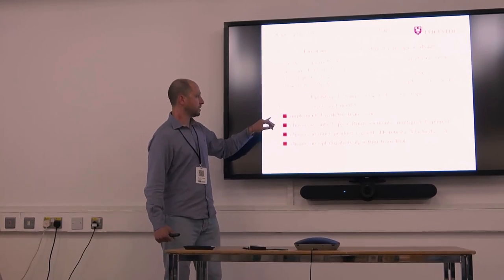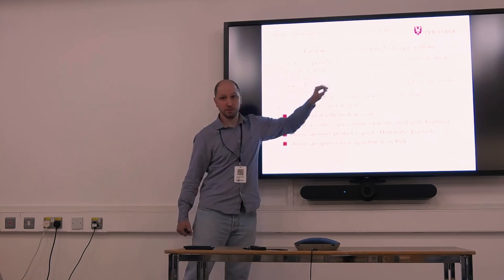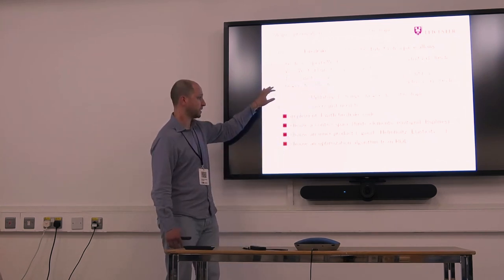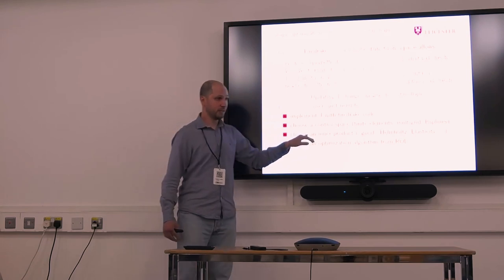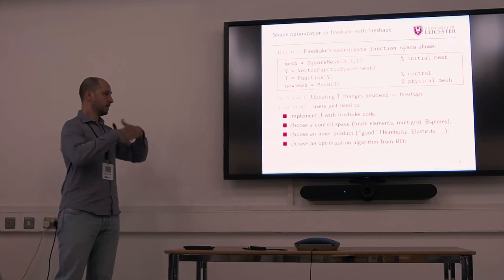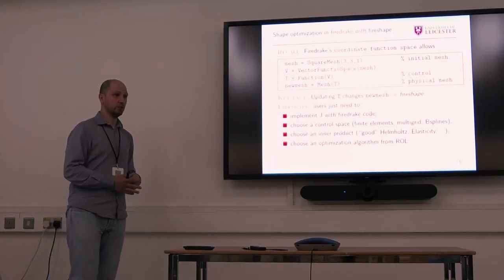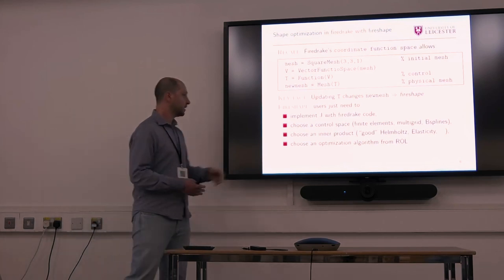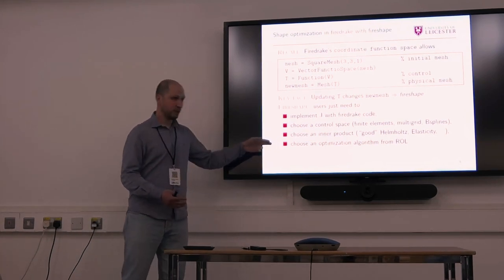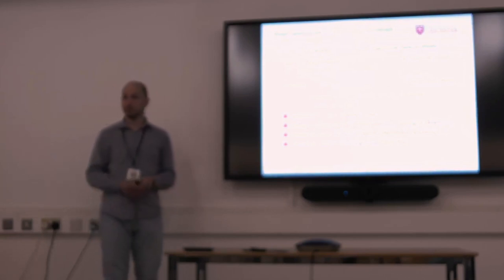And then you have to decide what type of vector function space you want to use to describe your shapes. You need to choose an inner product. I'm going to explain this a bit more in the next slide, but this is because when you do optimization, you need to do it in a Hilbert space, so you need to decide how to compute gradients. And finally, for the optimization algorithms, we just use ROL. Everything is packaged in such a way that you just decide which ROL solver you want to use for the optimization, and go.